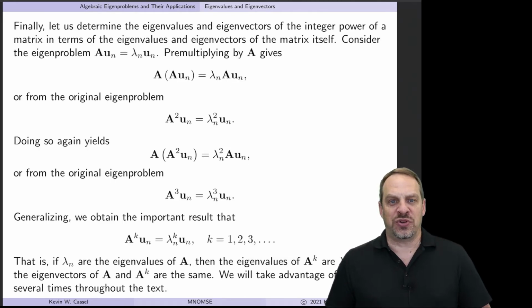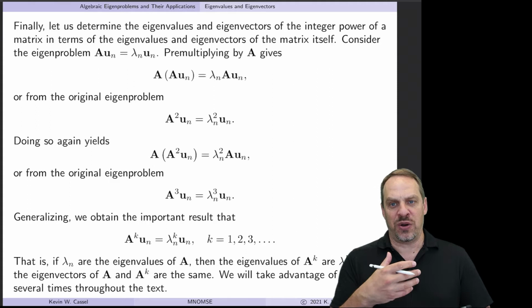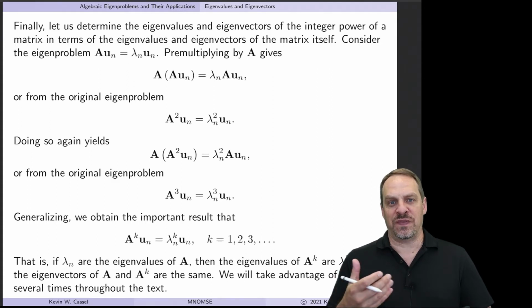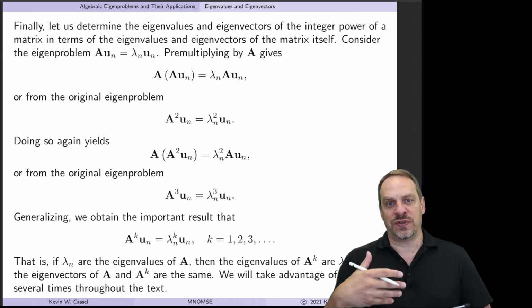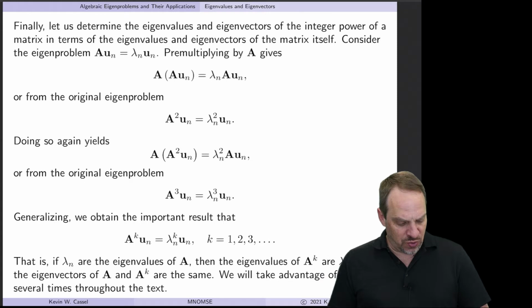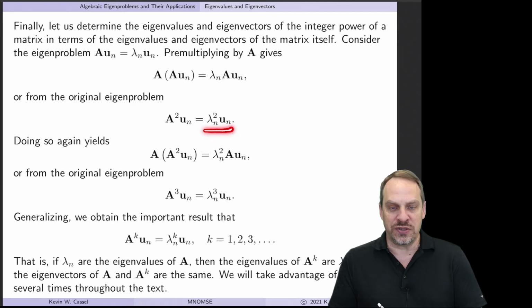In some cases, the question arises as to what are the eigenvalues and eigenvectors of a matrix to an integer power. So if we knew the eigenvalues and eigenvectors of a matrix A, what are the eigenvalues and eigenvectors of A to some integer power, say k? Well, we can derive the result very straightforwardly. We have our original eigenproblem, A u equals lambda u. Let's pre-multiply by A on both sides. On the left we have A squared times u. On the right we have A times u, but from the eigenproblem that's just lambda times u. So then we have lambda squared times u.